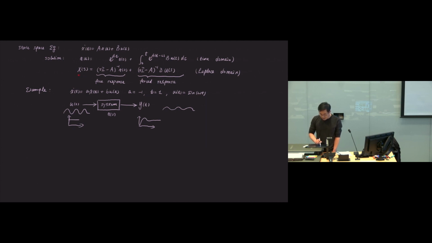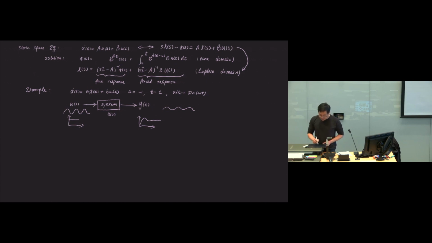The solution can also be discussed from the Laplace domain. Looking at this equation, we can apply the Laplace transform and obtain sX(s) minus x0 equals AX(s) plus BU(s). And from there, you can derive in the Laplace domain, X(s) is (sI minus A) inverse x0. This is the free response in the Laplace domain, and then a forced response, (sI minus A) inverse B U(s).